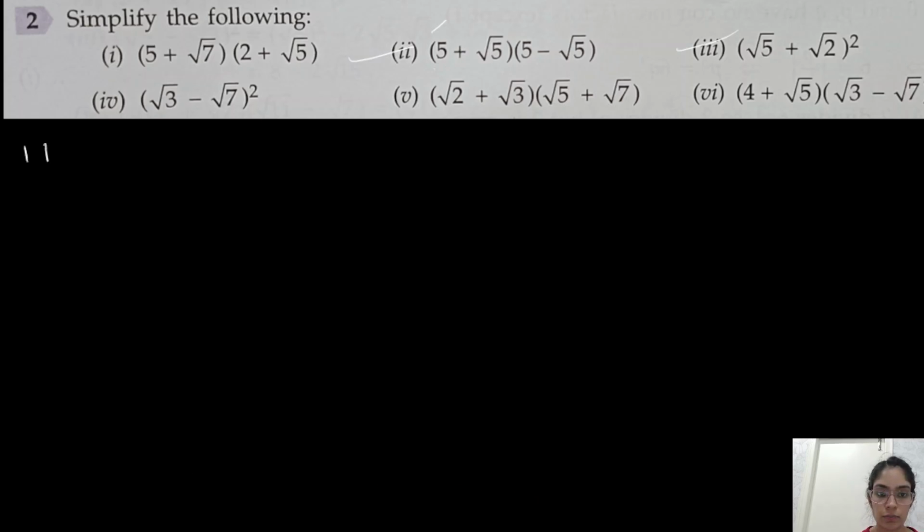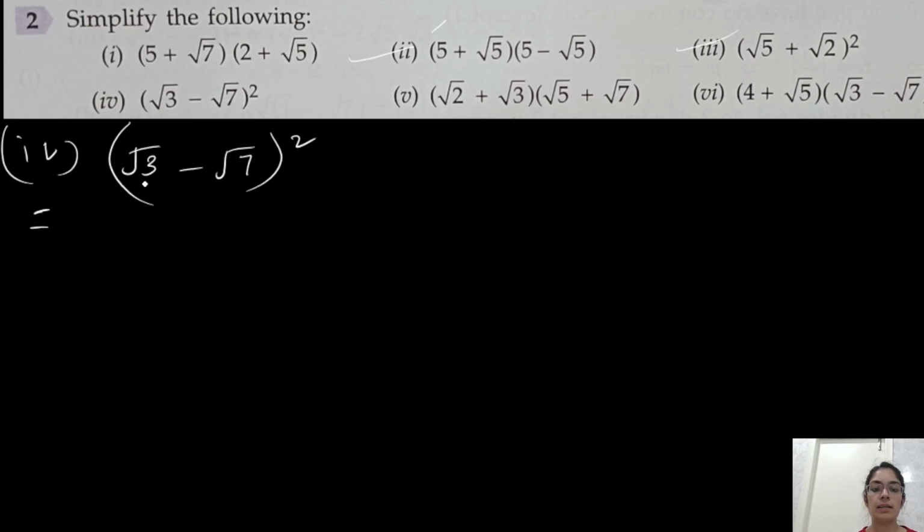So this is the fourth part I am going to do. This is root 3 minus root 7 whole square. So which identity? This is clearly given as a minus b whole square. So what is a? A is root 3. What is b? B is root 7. So that is the identity we can apply.